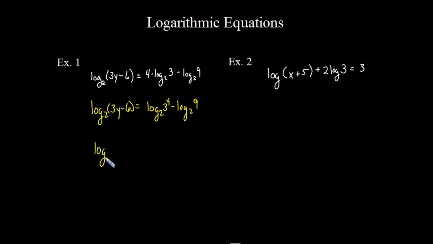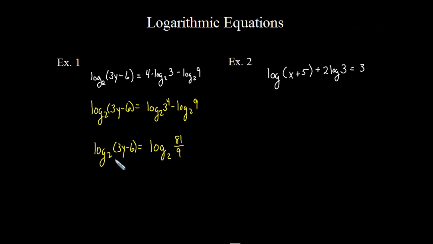And the left-hand side is already a single logarithm, so we don't have to do anything special to it. We just keep on bringing that side down. But on the right-hand side, we want to condense this into a single logarithm. And now that we don't have any coefficients, we can rewrite this as a single logarithm using our quotient property, log base 2. 3 to the 4th power is 81, and we'll divide by 9.